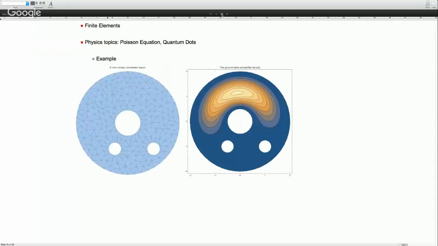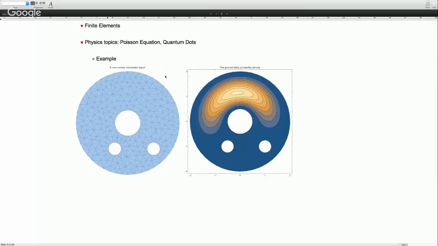Now, of course, there are finite elements as well. Possible physics topics are Laplace or Poisson, and also things like quantum dots. This is an example that I use in class done with finite elements, and you can see the mesh here from the region. I've picked a non-simply connected region, both because it's pretty easy to do computationally and because quantum mechanics in non-simply connected regions is pretty interesting.